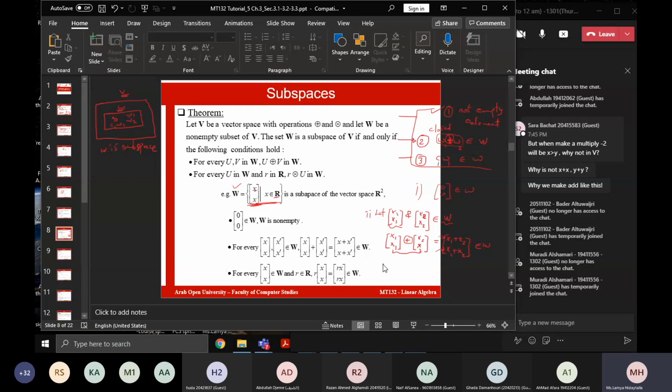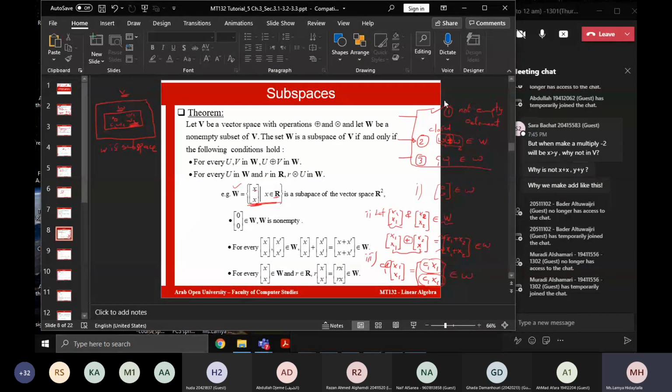Now what about C1? Here in the third condition. If I multiply C1 times the vector x1, which is standard scalar multiplication, we get C1 x1. Is this element here in W or no? Yes, it is in W. Why? Because this one is the same as this one. So yes, the resultant is in W.